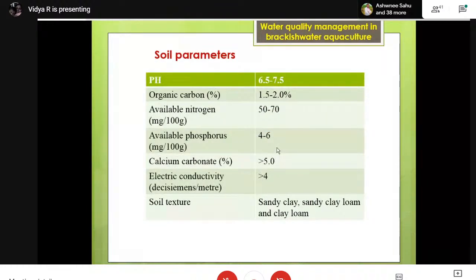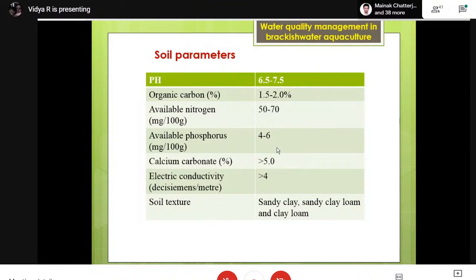So water is important to us, and so are the soil parameters. Before the construction, when we construct the shrimp farms, the soil must be tested for the following parameters. There are so many labs available for testing soil and water quality parameters. Even SIBA, we have developed kits for soil and water. So all these parameters have to be checked prior to the construction of the farms. For example, pH should be 6.5 to 7.5.